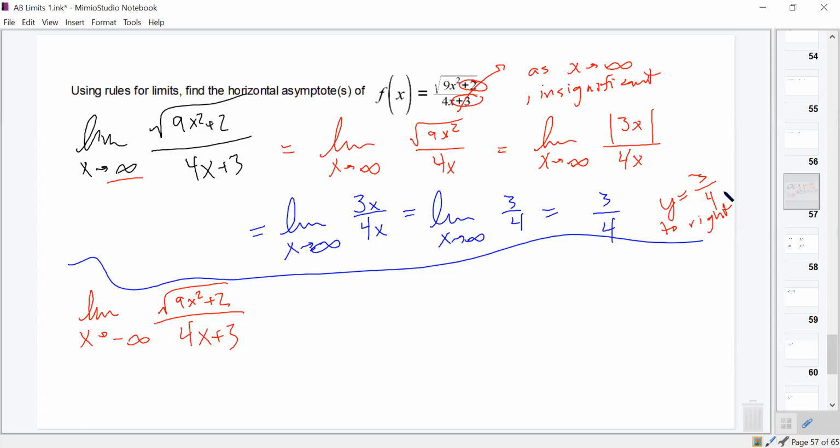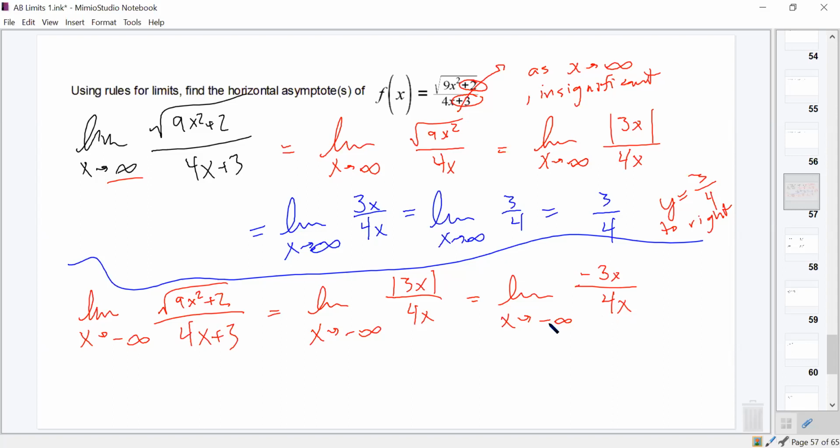to the left. And we can go through the same process, saying this plus 2 and plus 3 are insignificant. As we look at our limit now as x approaches negative infinity, we get the absolute value of 3x over 4x. Now, what can you tell me about the sign of the thing inside the absolute value if x is approaching negative infinity? It's negative. Should be negative. And so when you take the absolute value of something that's negative, you take the opposite of it.